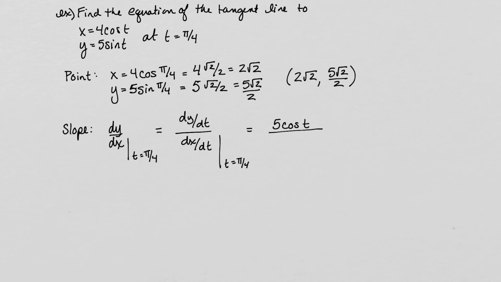Yeah, negative 4 sine t. And I want to evaluate that when t is equal to pi over 4. So we're talking about 5 cosine pi over 4 divided by minus 4 cosine of pi, oops, not cosine.